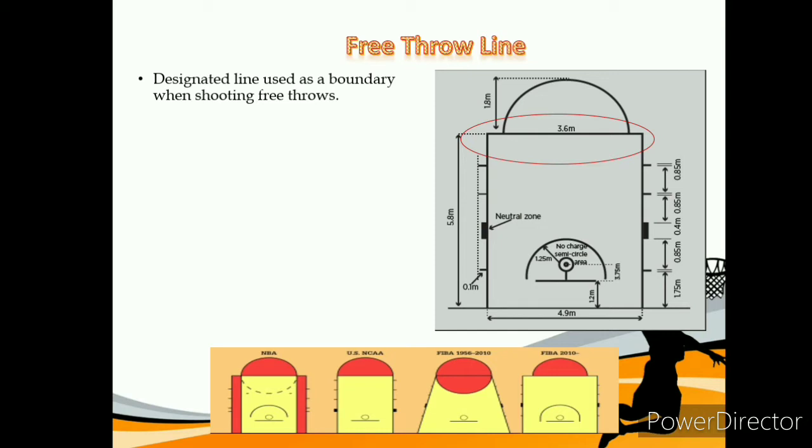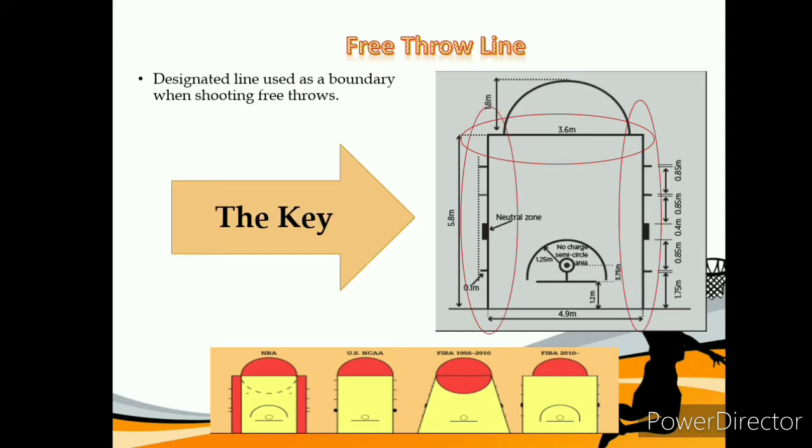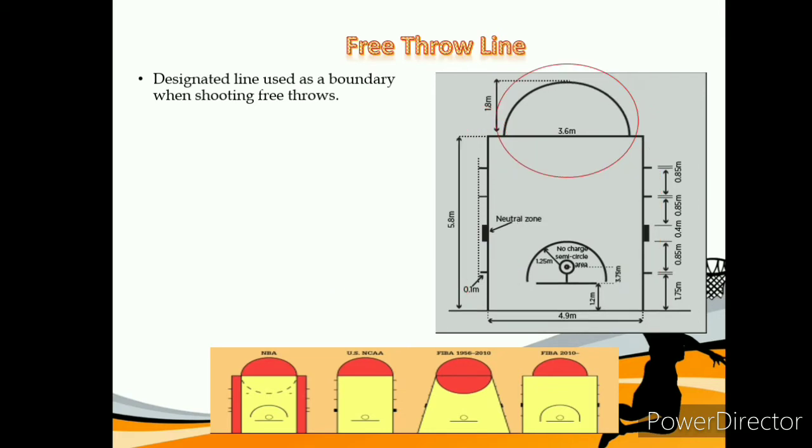So again, this is the free throw line, and if we include these other two lines right here, we can form a rectangular shape which is called the key. At the top of the free throw line, there's a half circle. This area is bounded for the player who will perform free throws.